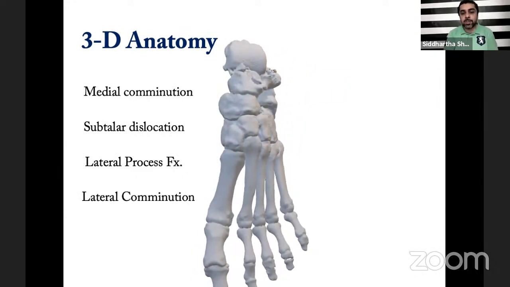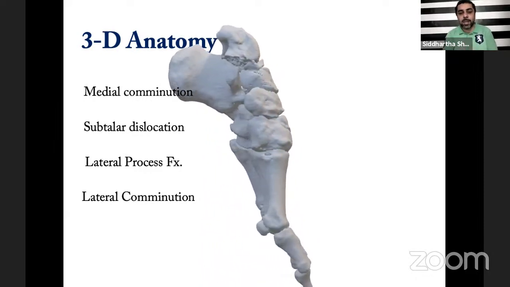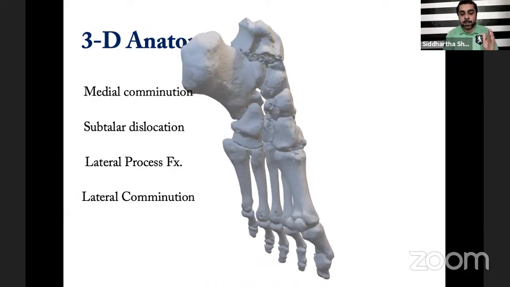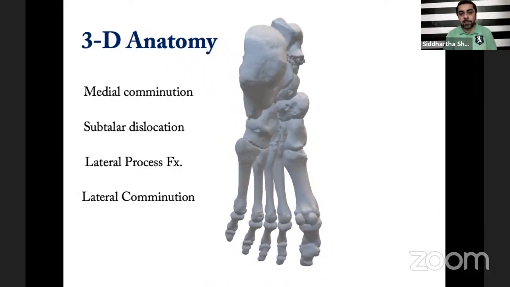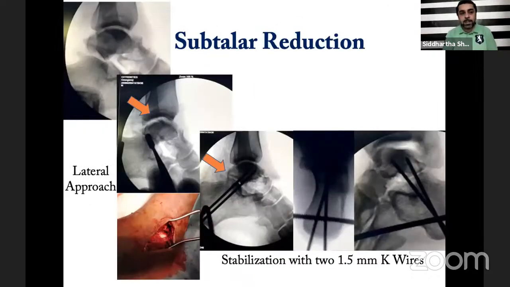So this is just to show you that there are all varieties of talus fractures. You just don't have the garden varieties of the medial comminution and the lateral intact, and you have to tailor the treatment to the case. So what did we do in this case? Of course, the first and the most important step is to get the subtalar reduction.